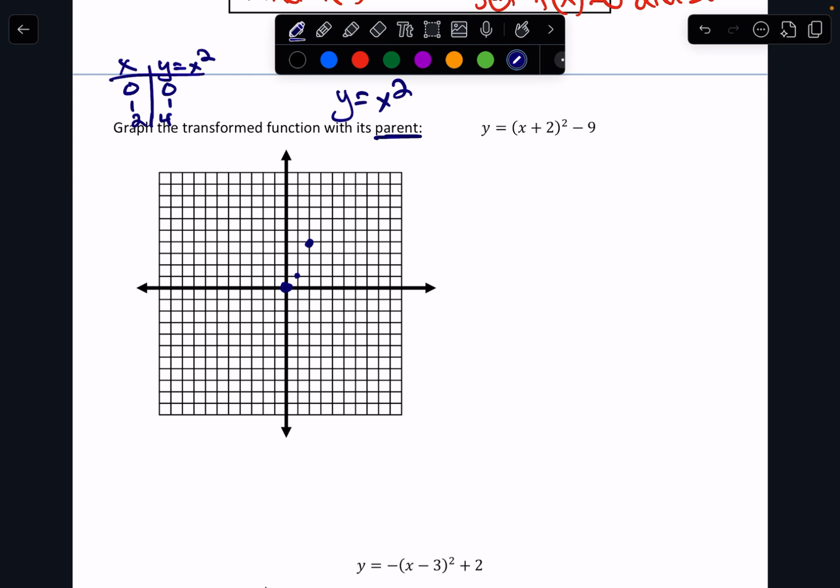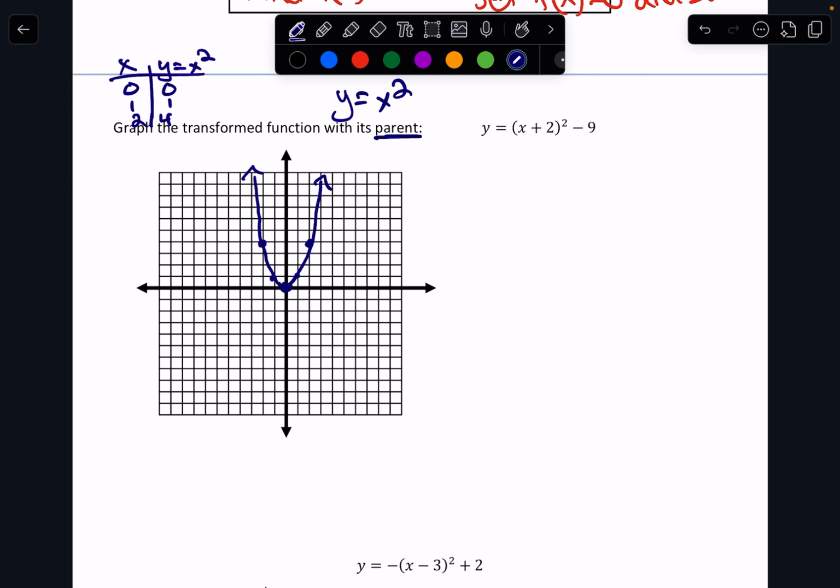Now it's the exact same on the opposite side. So it's -1 and 1 and -2 and 4 because it mirrors it. So if I try to sketch this, it goes like this. There we go. That is the parent function.